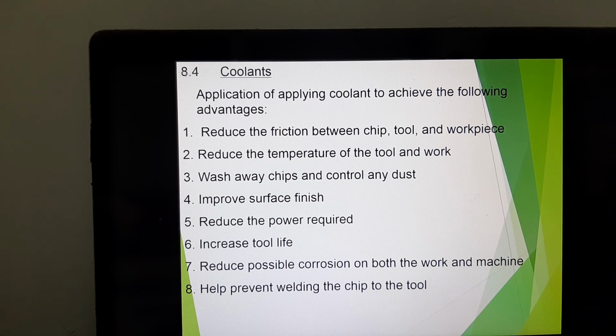Yeah, if you look at it, what's the application of coolant? To reduce the frictional force between chip, tool and workpiece, reduce the temperature of the work and the tool, wash away chips, improve surface finish, reduce the power required, increase tool life, reduce possible corrosion, help prevent welding of the chip to the tool.